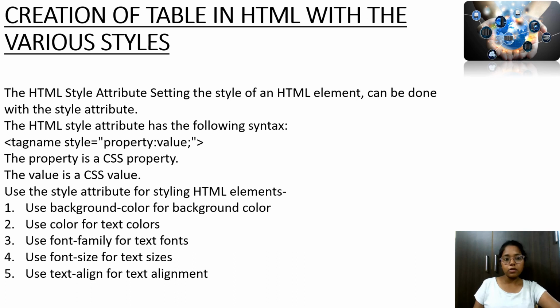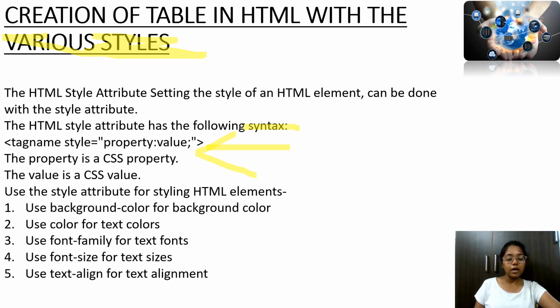Next, creation of a table using various styles. Now we will be using various styles to create a table in HTML. So here, the HTML style attribute. Setting the style of an HTML element can be done with the style attribute. The HTML style attribute has the following syntax. This is the syntax we have to know. So it's tag name, style is equal to property value. The property is a CSS property. The value is a CSS value.